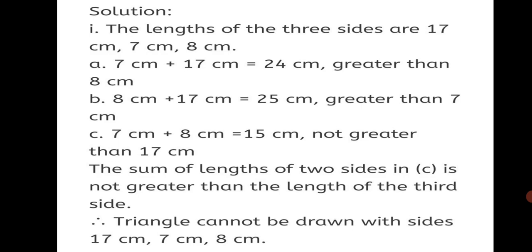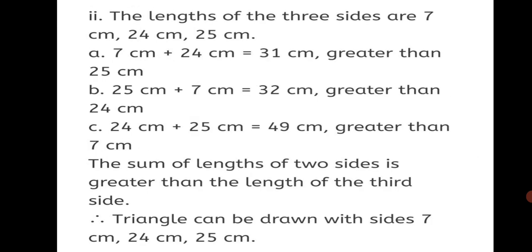So what we did here, we added two sides at a time in operation A, B and C, different two sides each time, and checked whether the addition is greater than the remaining third side. If all three operations say yes, it is greater, then only we can say that the triangle can be drawn. Otherwise, we cannot draw. So let's solve the remaining 5 sums in the similar way.